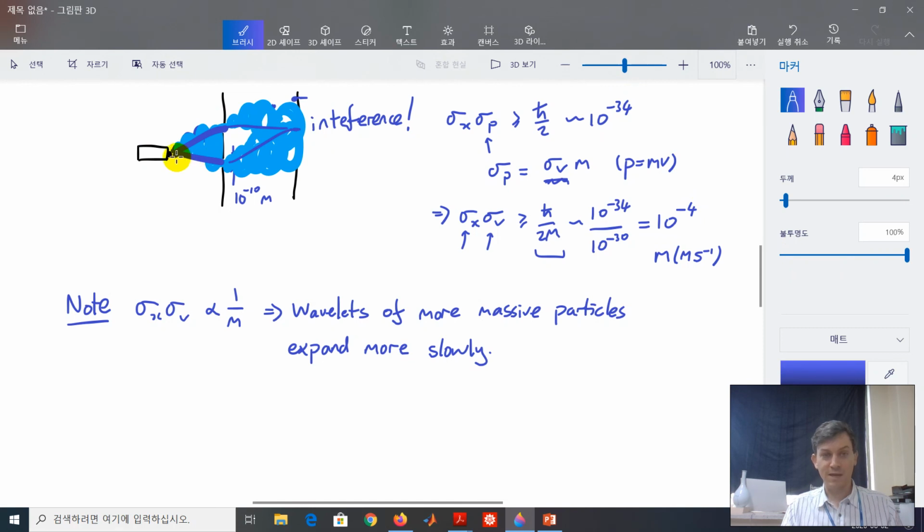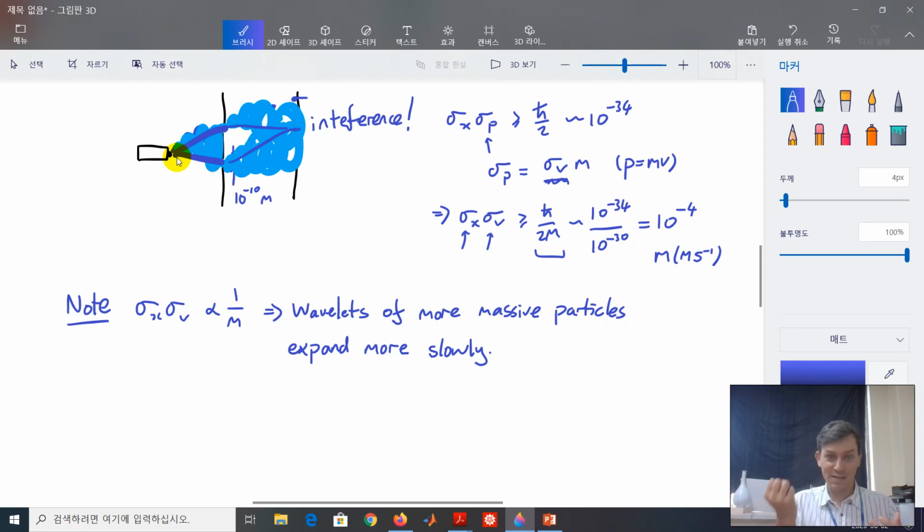Okay, so if you were to compare, say, an electron with an atom, which is 10,000 times heavier, then you can localize a wavelet of an atom much better. Okay, so in other words, it will move and spread out much more slowly, and it's much easier to treat it like a classical particle. And this continues up to macroscopic scales.